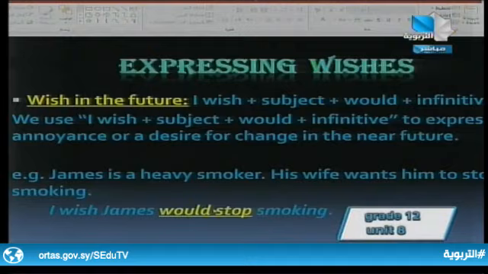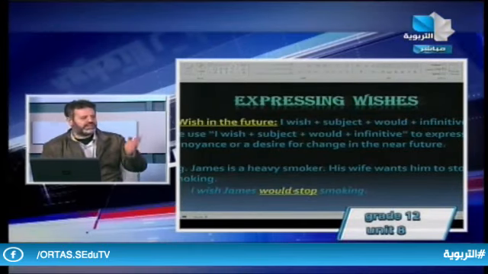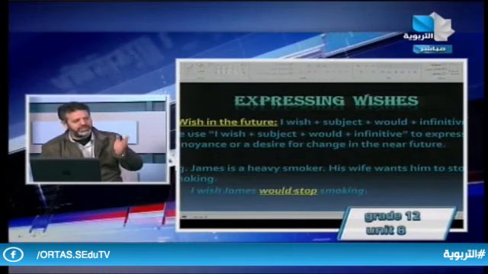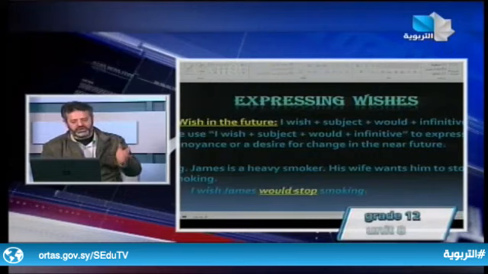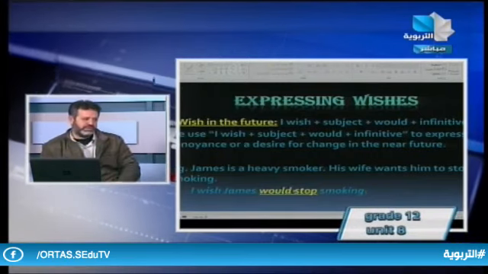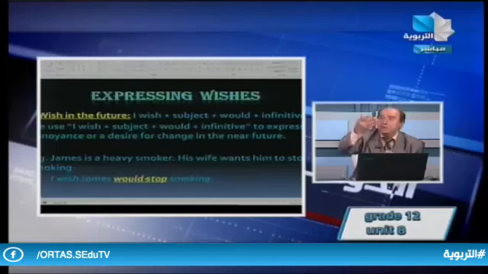Mr. Mazin, what about wish in the future? Yes, we use the wish in the future, which is wish plus the subject plus would plus verb zero, to express annoyance or desire for change in the near future. Would you please give an example for that? For example, James is a heavy smoker. His wife wants him to stop smoking. His wife says, I wish James would stop smoking. I wish he would stop in the future.